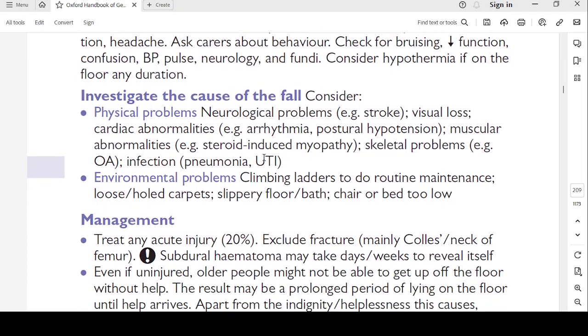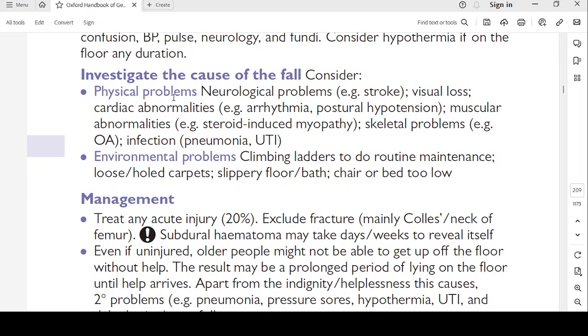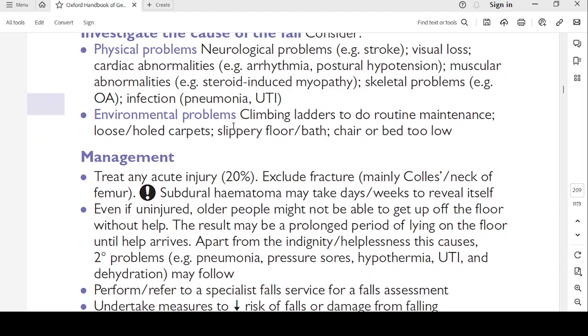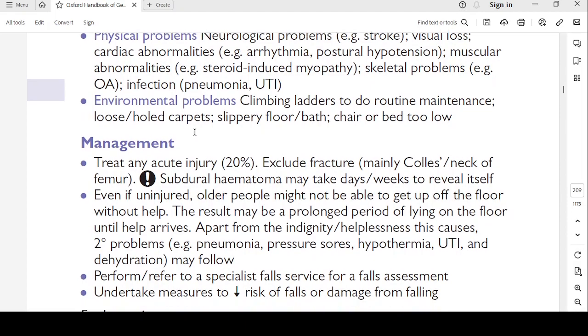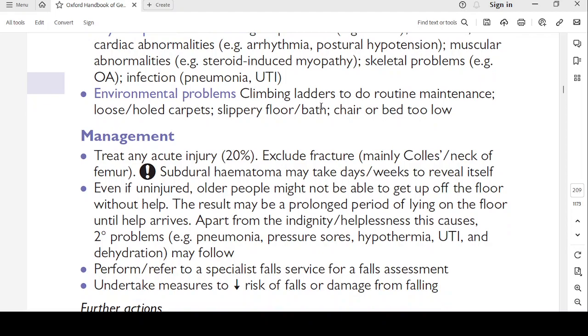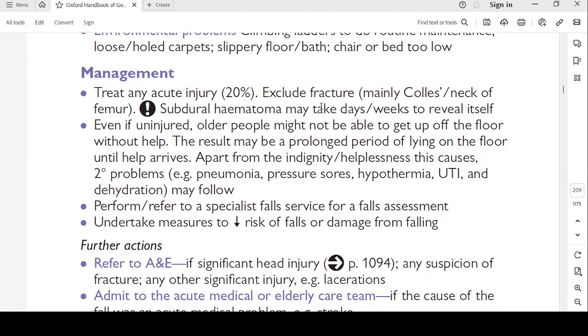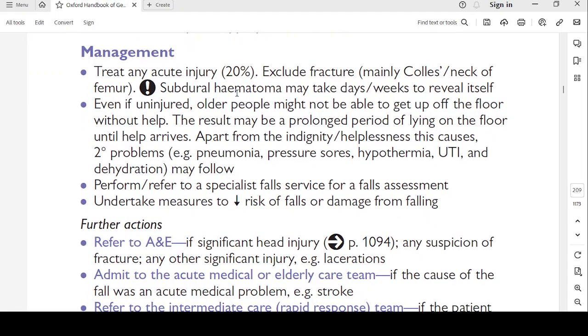Investigate the cause of fall. Consider physical problems: neurological problems, for example stroke, visual loss, cardiac abnormalities, arrhythmia, postural hypotension, muscular abnormalities, steroid-induced myopathy, skeletal problems, osteoarthritis, infection, pneumonia and UTI. Environmental problems: climbing ladders to do routine maintenance, for example loose or holed carpets, slippery floor, bath, chair or bed too low. Management. Treat any acute injury.